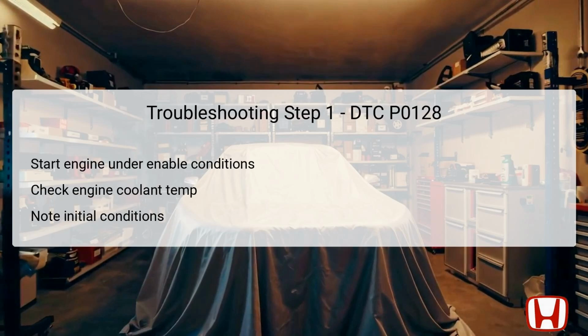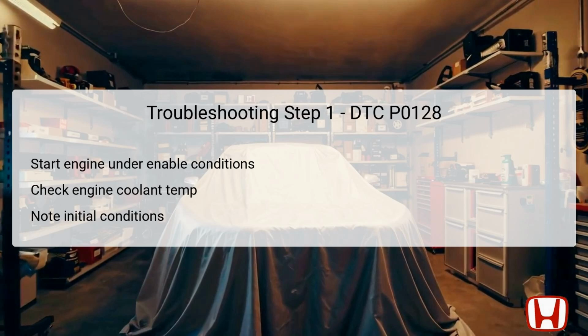The first troubleshooting step for addressing DTC P0128 involves starting the engine under designated enable conditions. This includes checking that the engine's coolant temperature is within the specified range, which plays a crucial role in monitoring the thermostat's functionality. It's important to verify initial conditions, such as engine off time and the temperature of the incoming air. The specifics of these conditions directly influence how the PCM assesses the system's performance during subsequent drives.